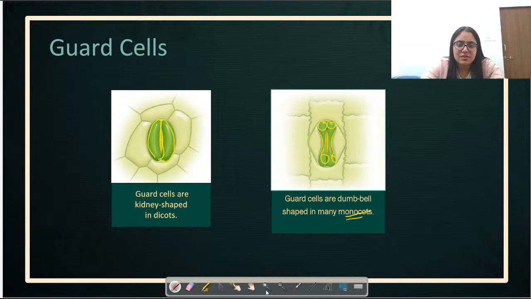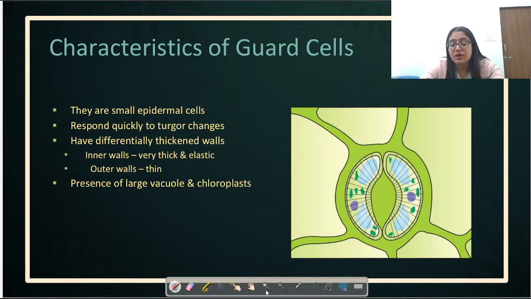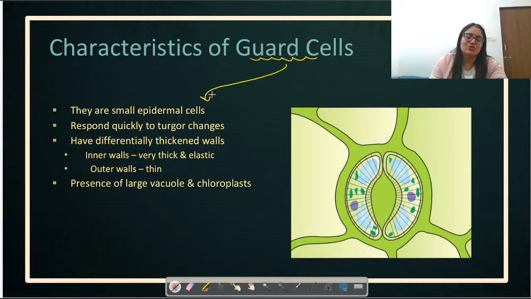So you can remember this is an important fact. Also, I explained, and you might have studied in anatomy of the leaves, monocot and dicot. Now let us talk about some important characteristics of the guard cells. First of all, we are talking about guard cells, right? They are epidermal cells. So guard cells are specialized epidermal cells. Not to forget, students, on a leaf, the outermost layer is the epidermis.